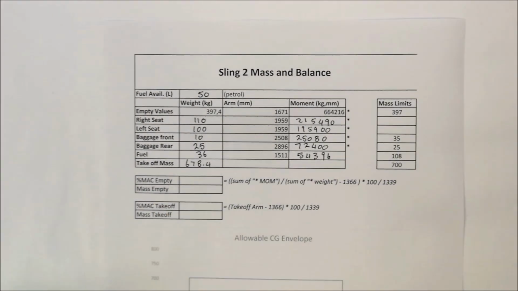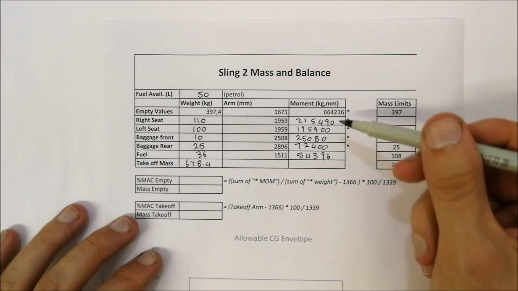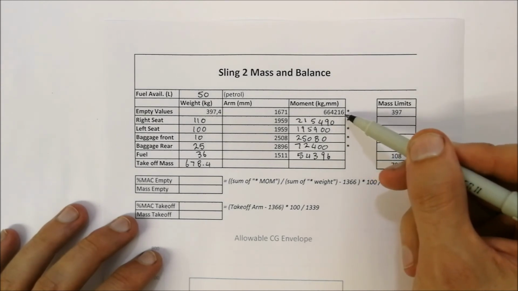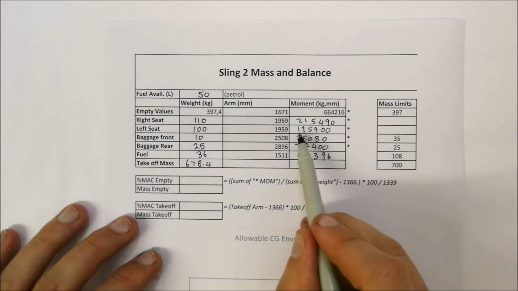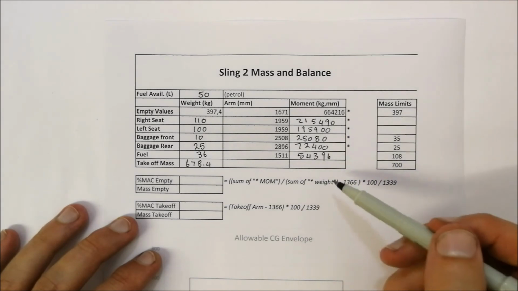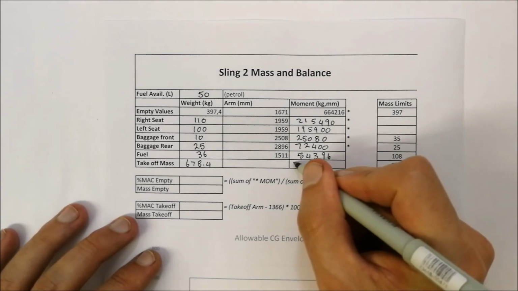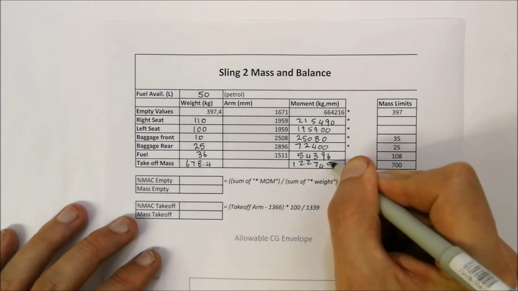Okay, now that we've done that, we're going to add all of these values together. So 664216 plus 215490 plus this value, that value, that value, and that value. Adding them all together, we're going to get a value of 1227482.